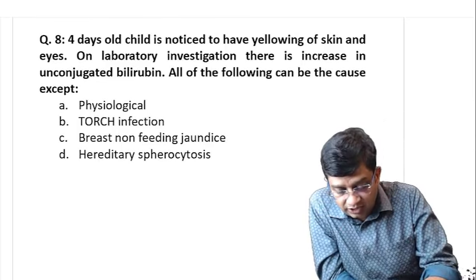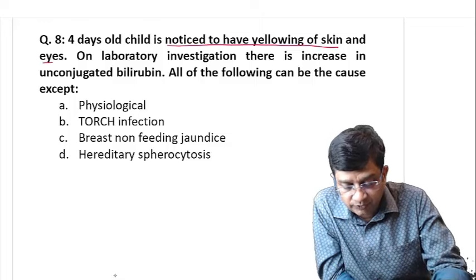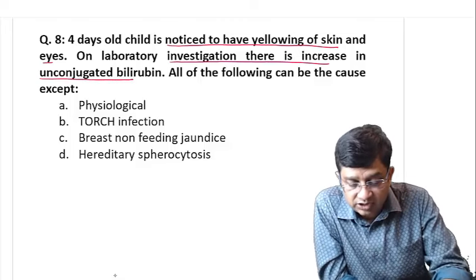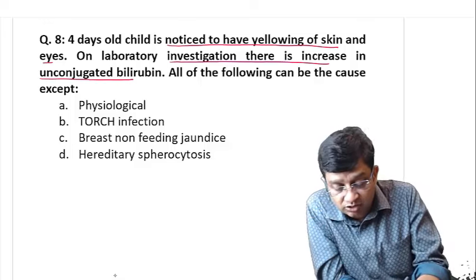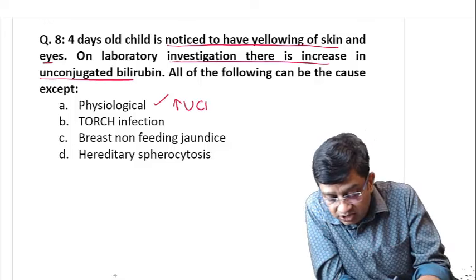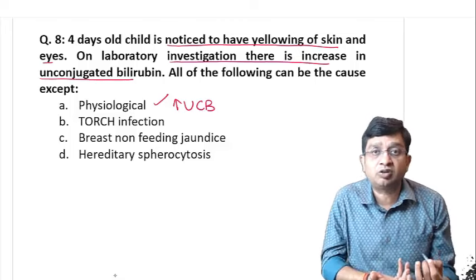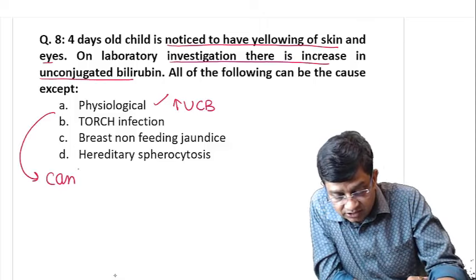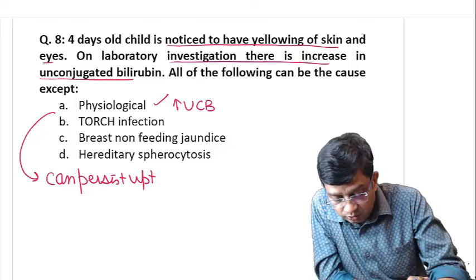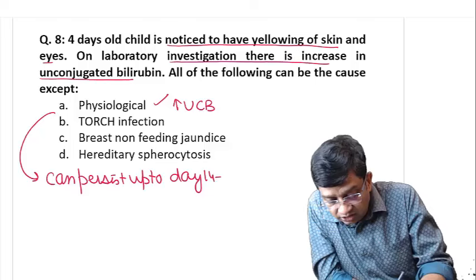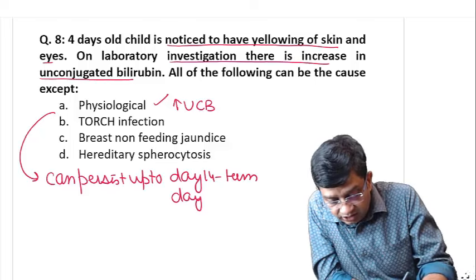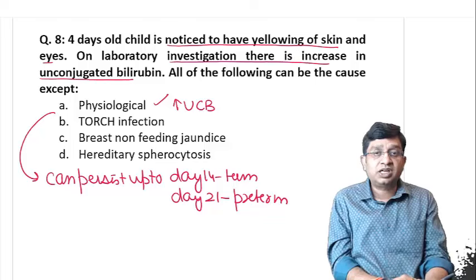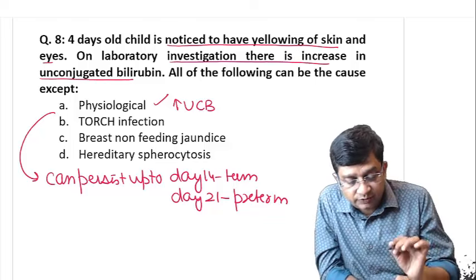A 4-day-old child is noticed to have yellowing of skin and eyes. On lab investigation, there is an increase in unconjugated bilirubin. All of the following can be the cause except. First is physiological, very well, because in physiological there is increase in unconjugated bilirubin and this never presents on day 1. This can present on day 2, day 3, and the physiological can persist up to day 14 in a term child and day 21 in a preterm child, right?